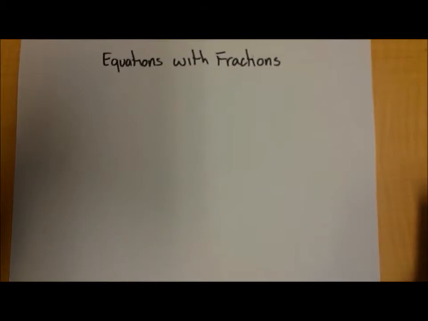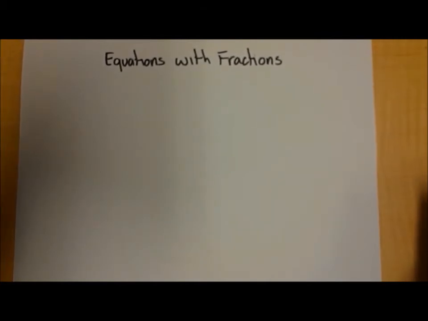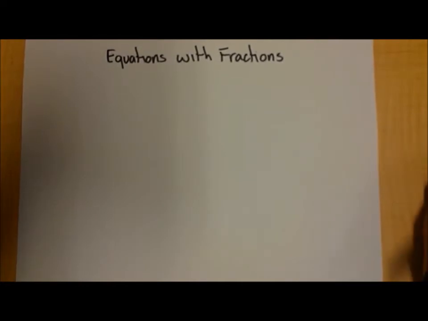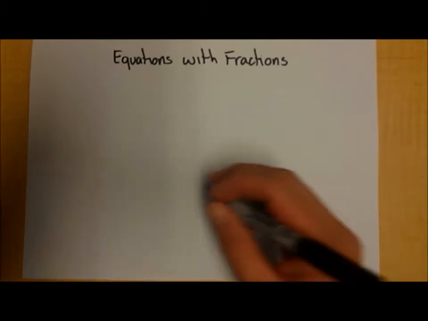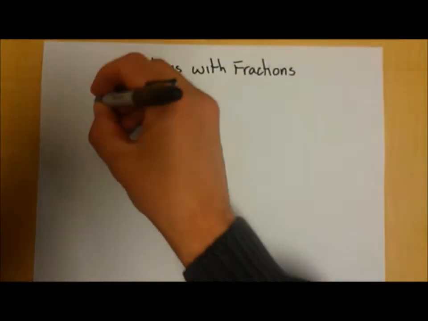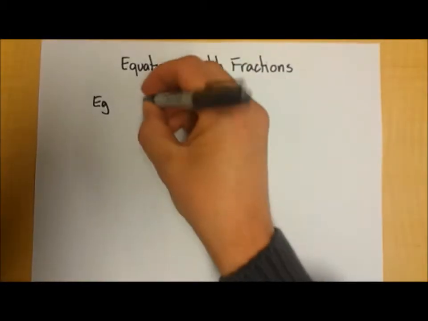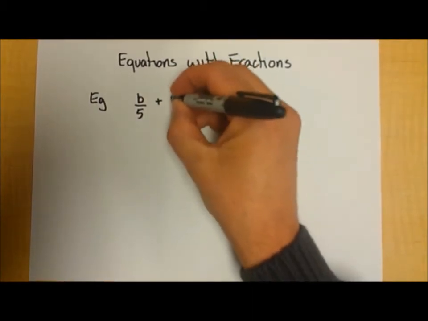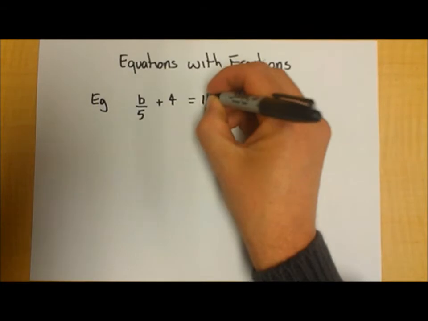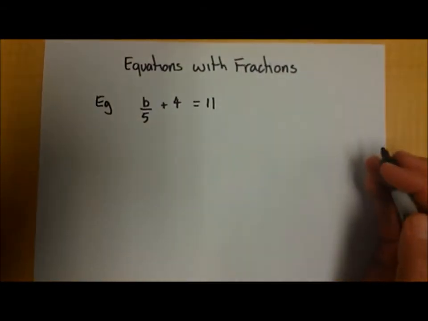Alright, equations with fractions. So we're starting to really fill up our toolbox right now. This time we're going to start with just one fraction in it. And realistically, these are just examples of two-step equations. So if I start off here, for example, if I have b over 5 plus 4 is equal to 11, then I would do this as a two-step equation.